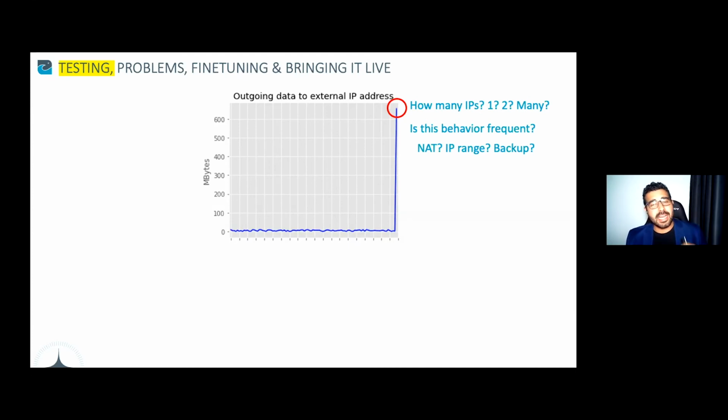Okay. Another customer, we saw this behavior and there were some peaks. We did the test, sent it to the customer, and he said, Jair, this specific IP is over and over every Monday doing some backups.